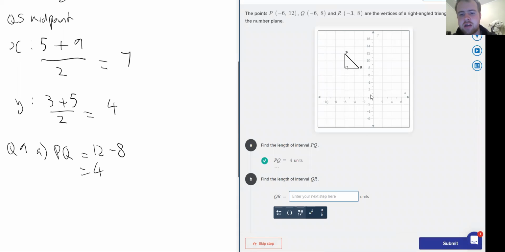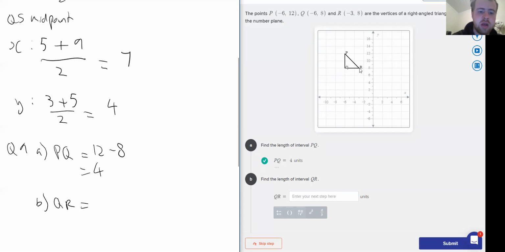Now we're going to find the length of QR, the horizontal one, and they have the same Y value, but a different X value. We've gone from -6 to -3. So QR is going to be -6 minus -3, which becomes +3. So we end up getting -3 as our answer here.